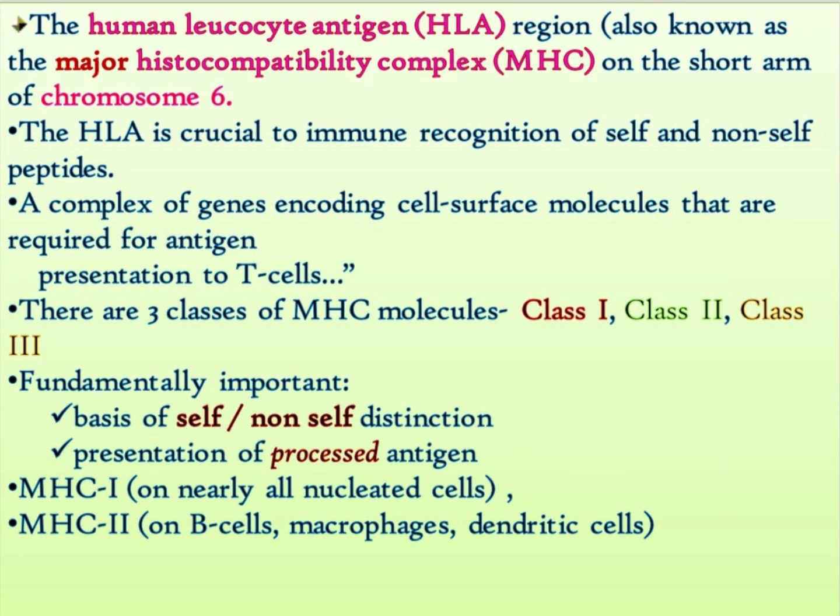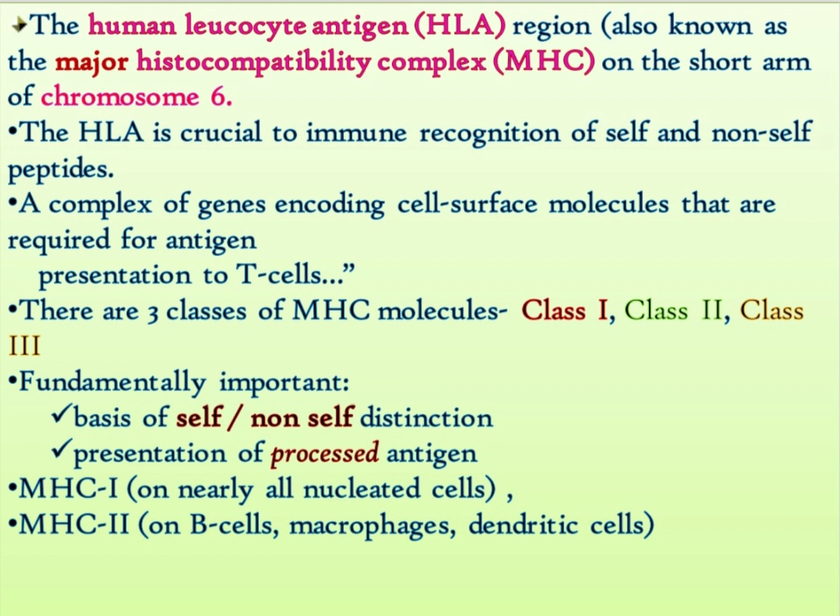The human leukocyte antigen HLA region, also known as the major histocompatibility complex MHC, is on the short arm of chromosome 6. The HLA is crucial to immune recognition of self and non-self peptides, a complex of genes encoding cell surface molecules that are required for antigen presentation to T cells. There are three classes of MHC molecules: Class 1, Class 2, Class 3.